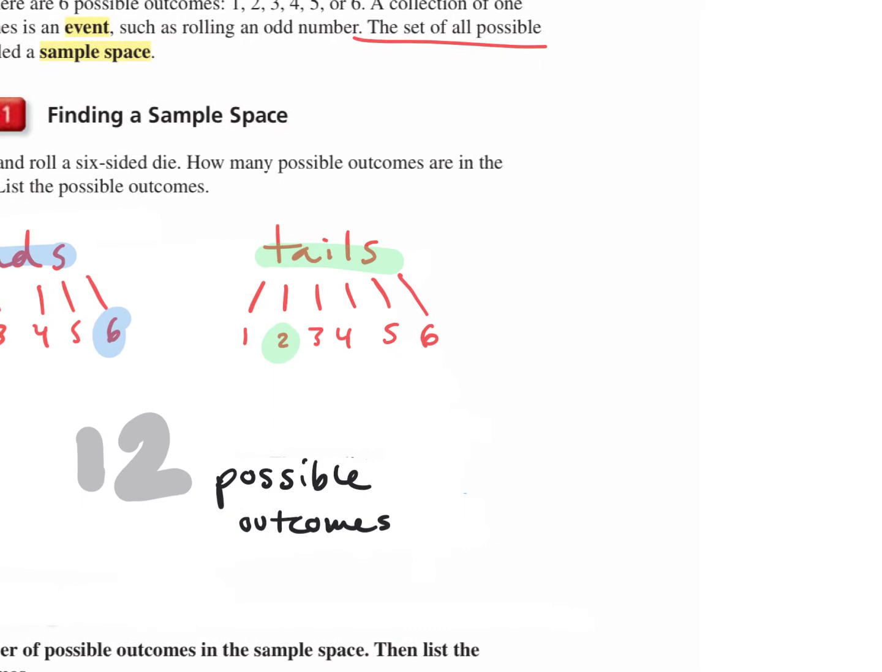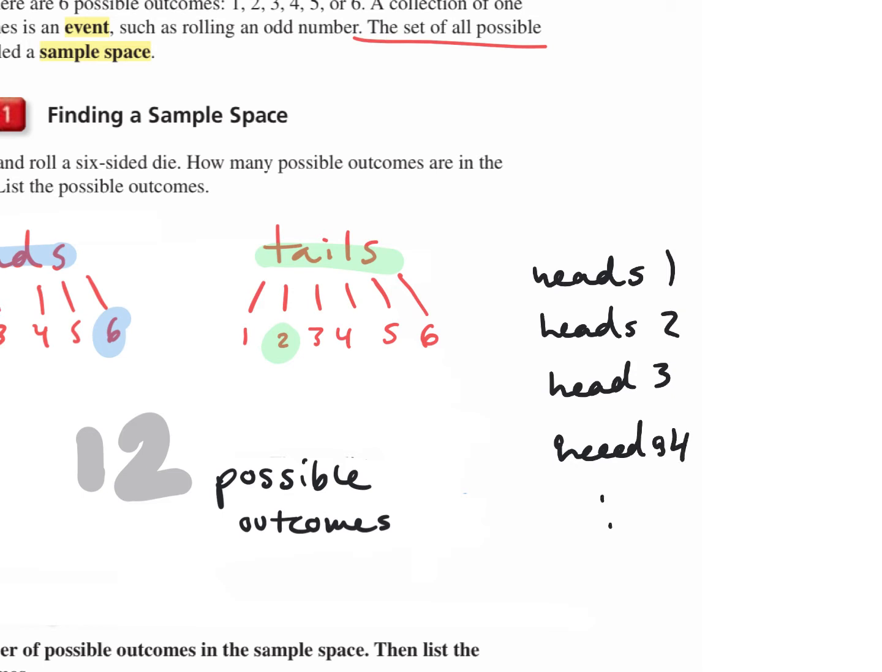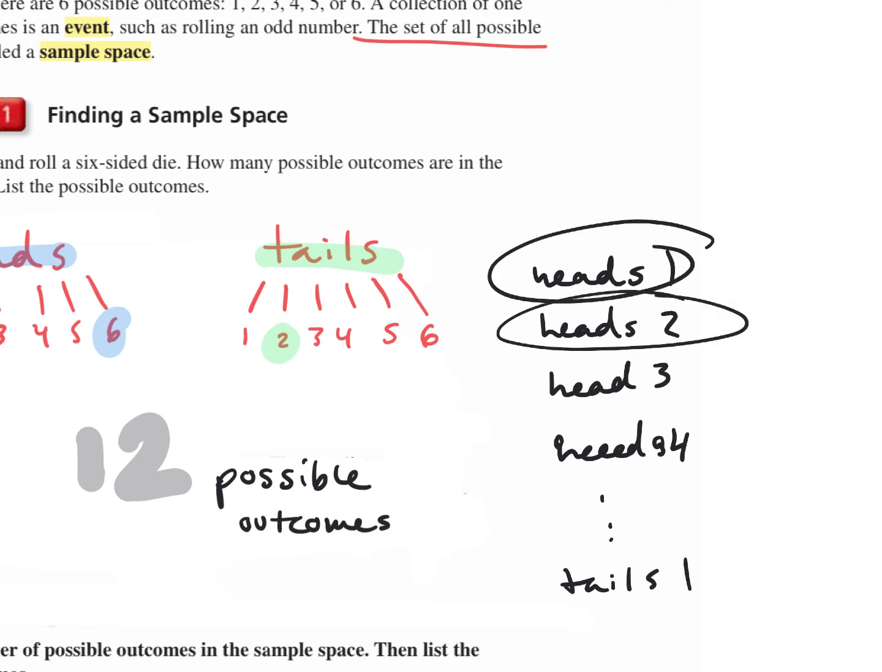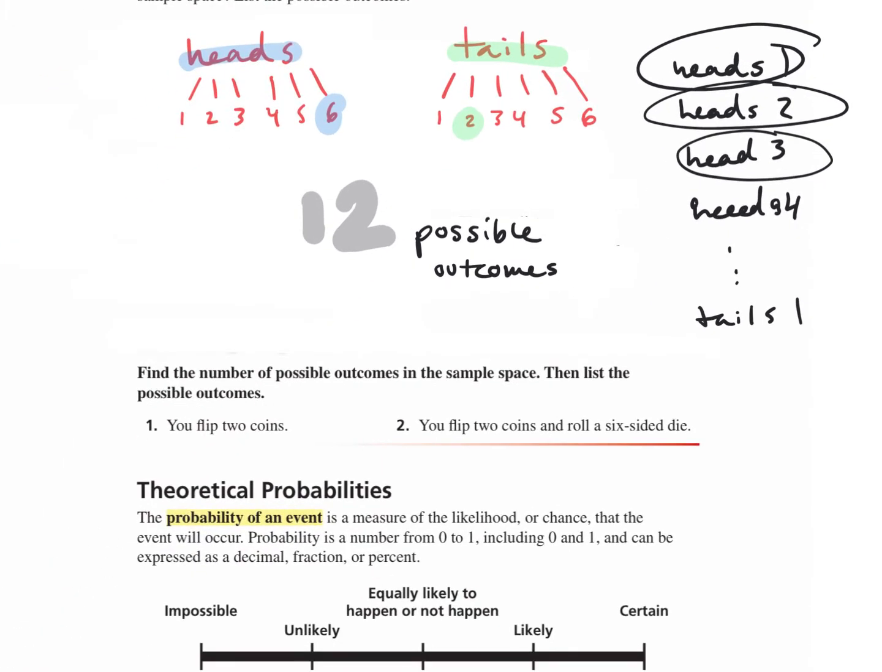So the 12 possible outcomes would be heads 1, heads 2, heads 3, heads 4, and so on, and then tails 1. So this is one outcome, this is 2, 3. We are counting heads and we are counting tails, but it just goes along with the number. You're welcome. Good question.